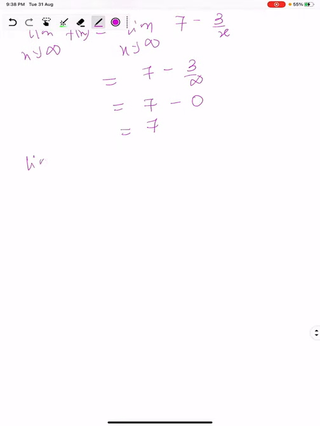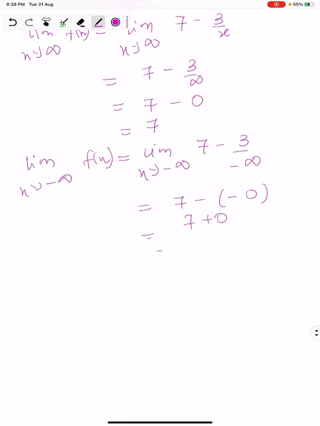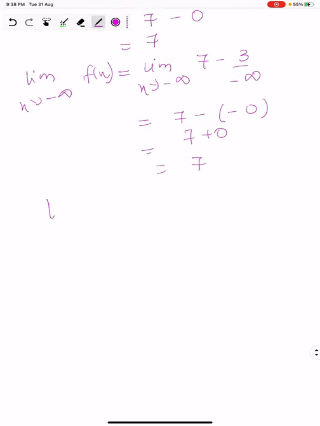All right, then we look at the behavior as x approaches negative infinity of f of x, and this is equal to the limit as x approaches negative infinity of 7 minus 3 over negative infinity, which is equal to 7 minus negative 0, which is 7 plus 0, which is equal to 7. So since the limit as x approaches both plus or minus infinity of f of x is equal to 7, it implies that f of x has a horizontal asymptote of y is equal to 7.